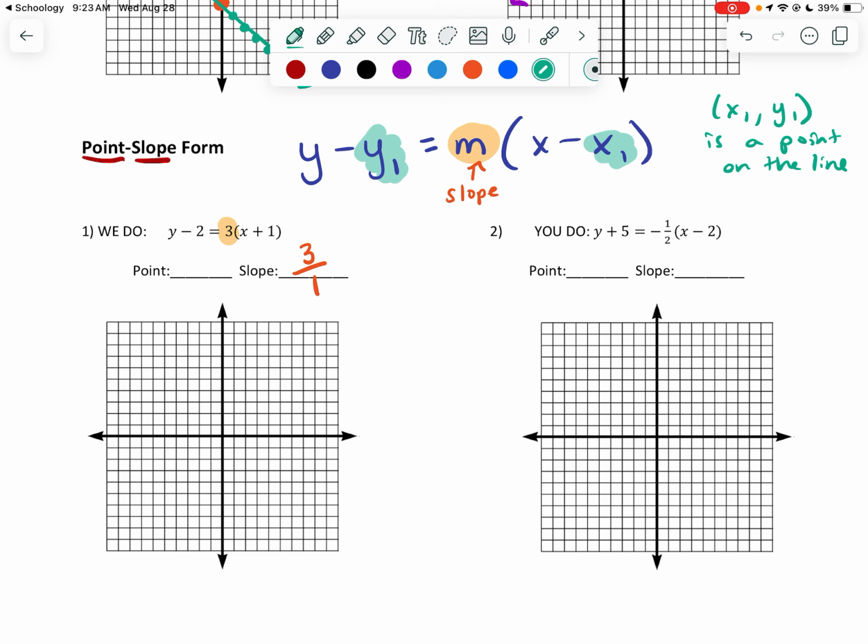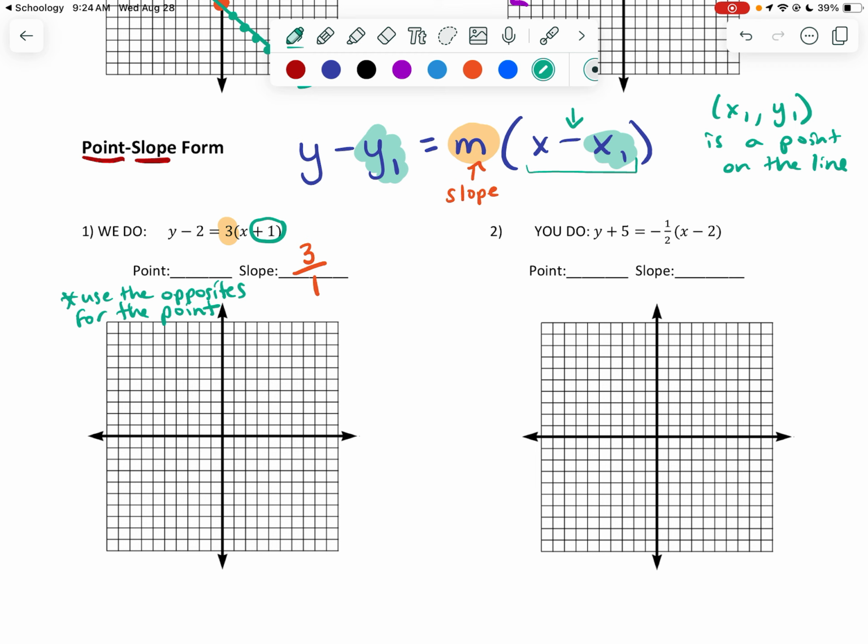Okay, now your point, this is the little trickier part. So it's the x1 and the y1. Notice that x1 is with x. So that's actually over here. Now, the fact that this is a minus sign kind of changes things. We're always going to use the opposites. So we use the opposites for the point.